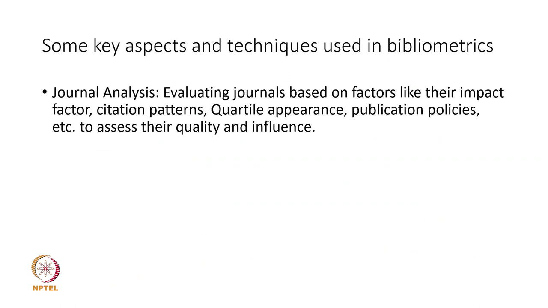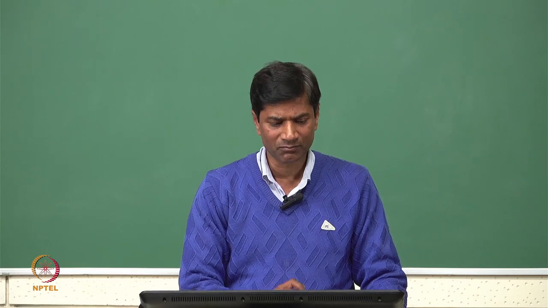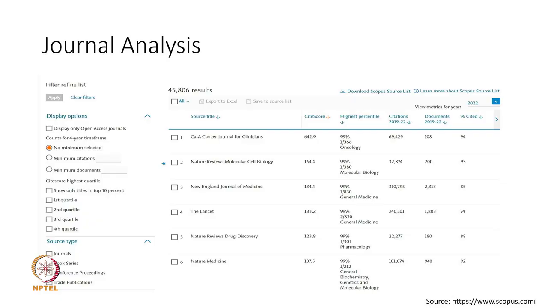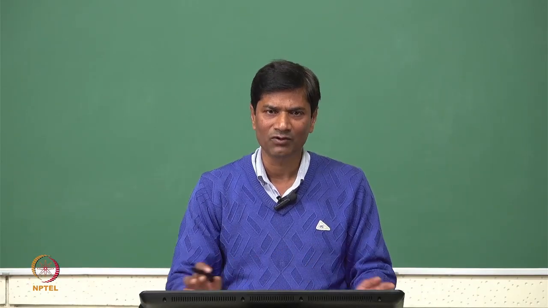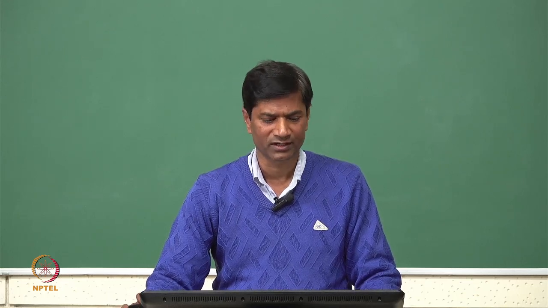Similarly, journal analysis can be done based on the impact factor, citation pattern, in which quartile the journal is, and what the publication policy is. All these are part of bibliometrics. For example, using the Scopus database, if you want to find out which journal has the highest percentile, then we come to know there is a journal called CA: A Cancer Journal for Clinicians, having the highest percentile of 99%, having approximately 70,000 citations, and the percentage cited is 94. That means we are analyzing the journal based on different factors, and all these are done using bibliometrics.